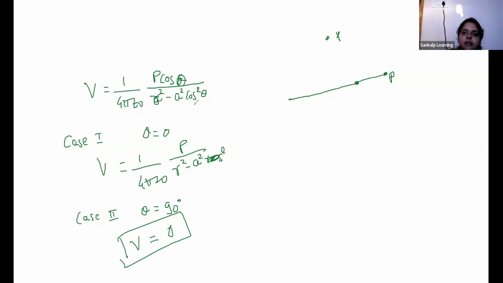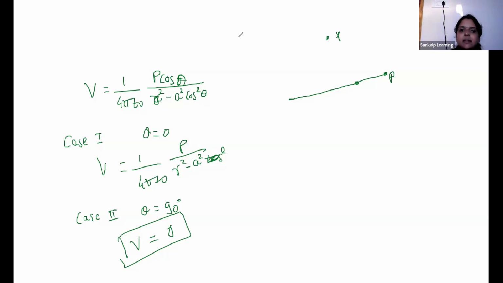Okay, students. So here, expect 2 or 3 marks. This derivation we can expect for 5 marks. Okay. Right?